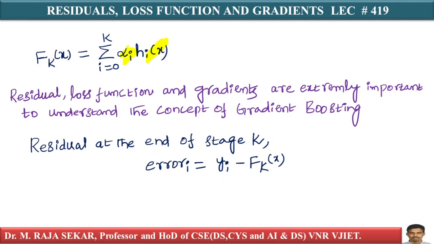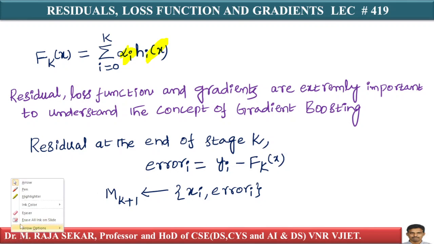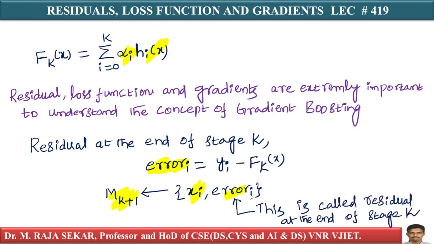If you have to train a model m_(k+1) to this, what would you give? You would give x_i comma error of i, isn't it? This is what we discussed in our previous lecture. This error i is called the residual at the end of stage k.